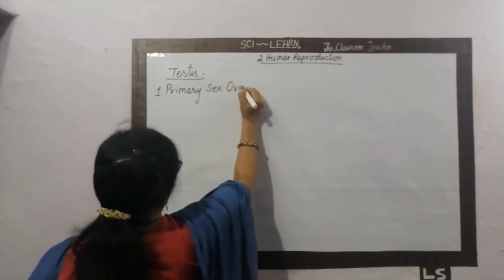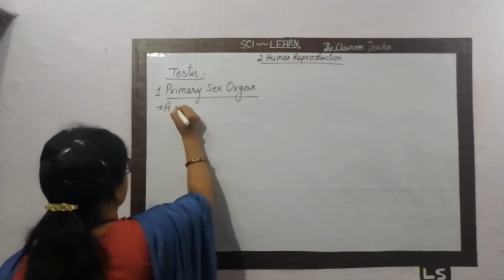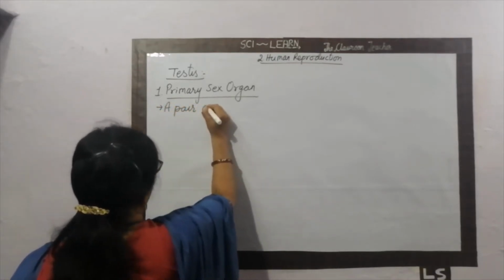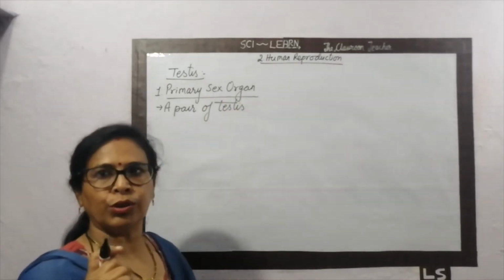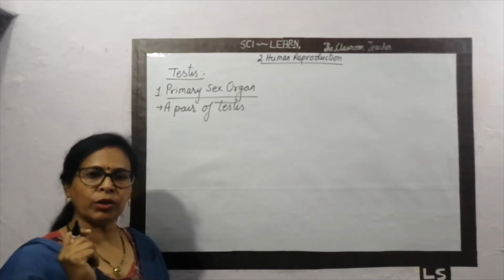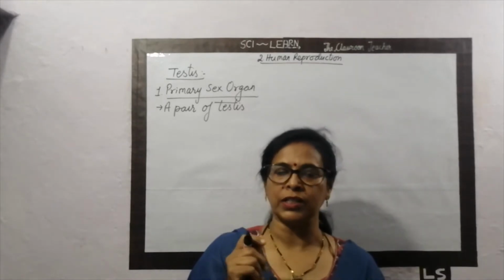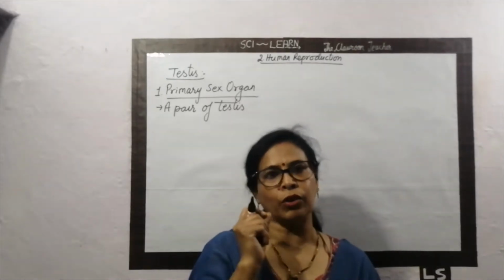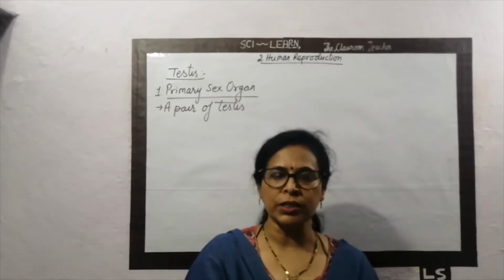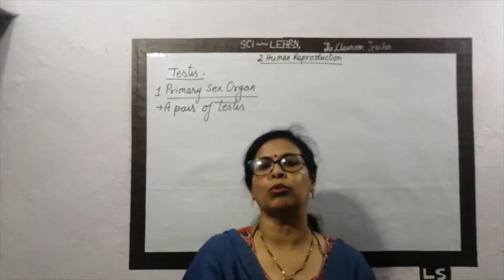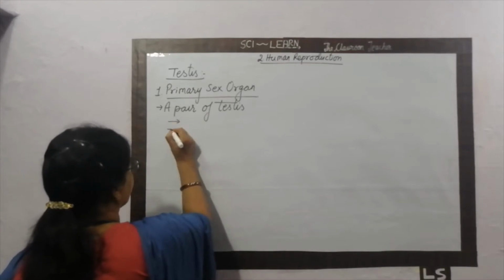And what is the primary sex organ? It is a pair of testes. As I told you, testis is important. Why is it important? Because it is responsible for sperm formation. The sperm is formed in testis. The formation of sperm or gametes occurs in testis, but it is also responsible for the formation of the male hormone, that is called testosterone.